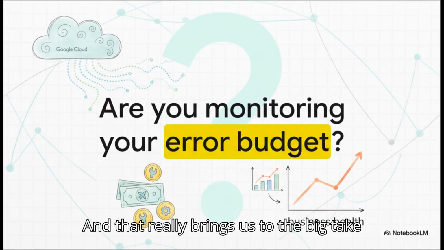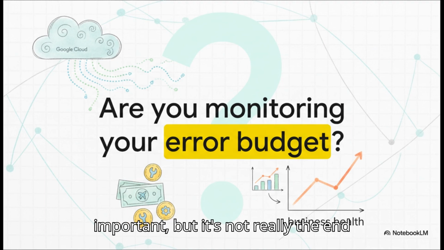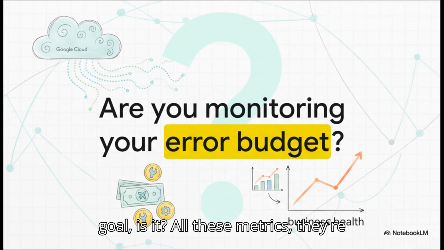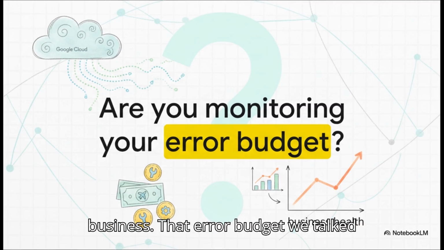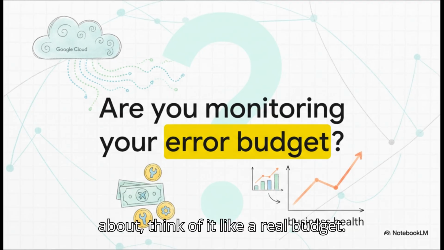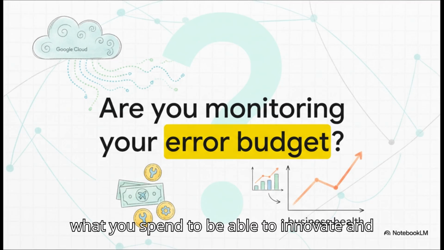And that really brings us to the big takeaway here. Monitoring your app's technical health is, of course, incredibly important, but it's not really the end goal, is it? All these metrics, they're just a proxy for the health of your business. That error budget we talked about, think of it like a real budget. It's the currency of reliability. It's what you spend to be able to innovate and move fast.